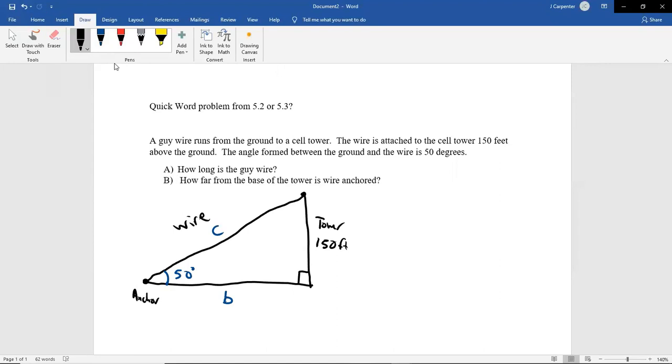This is what trigonometry is all about. It's what it's for. It's for word problems. Life is a word problem. Engineers do this kind of stuff all the time.